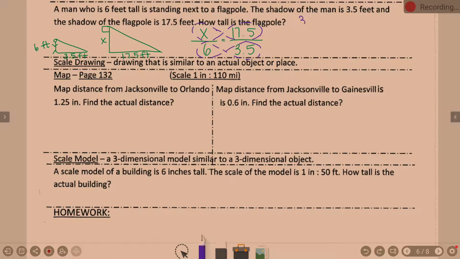I have the 3.5 times x, and I have the 6 times 17.5. Try this. This is why I had everyone have a calculator at their desk, right? Otherwise, I feel bad for saying try this, because yes, it's not so nice with decimals and all that. Nope, that's not it. Try again. Did you do your cross products?